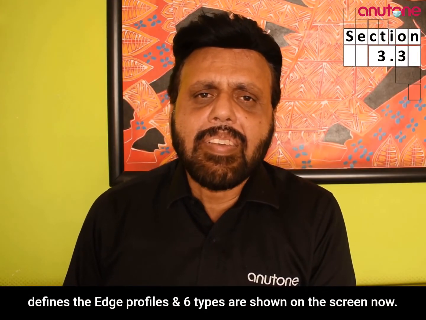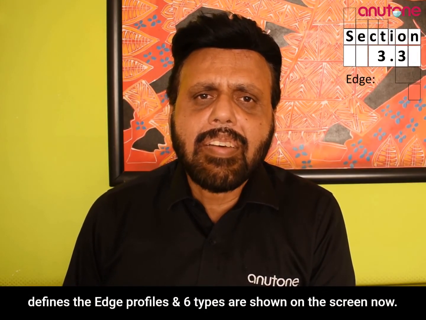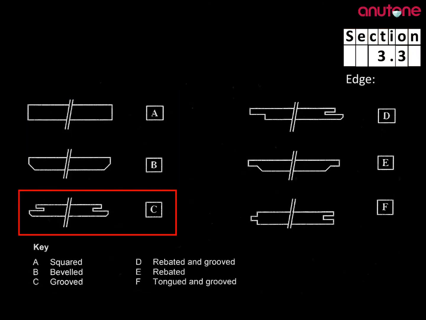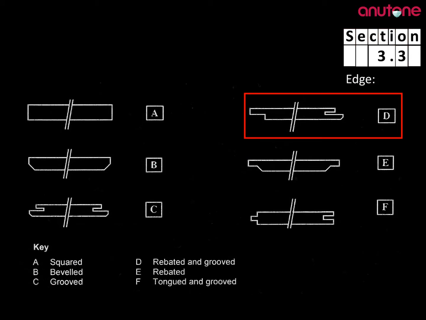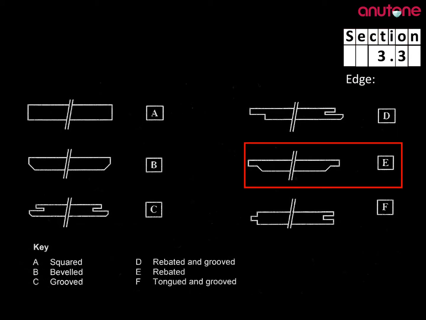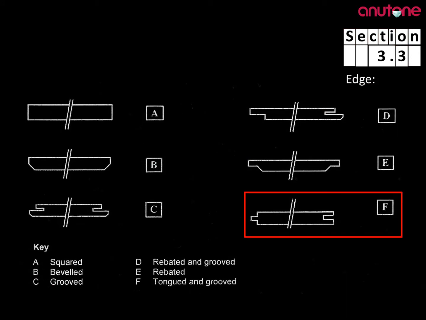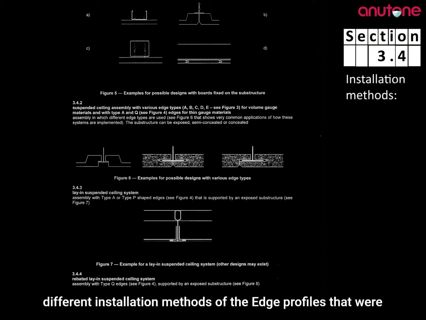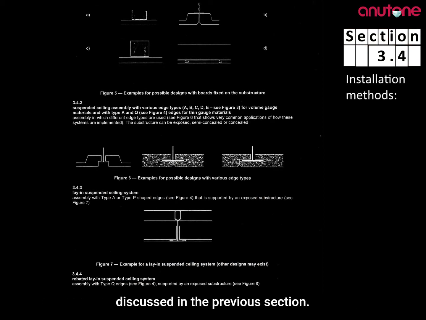3.3 further defines the edge profiles, and 6 types are shown on the screen now. Square, beveled, grooved for concealed, riveted and grooved for concealed, riveted or stepped, tongue and groove. 3.4 talks about the different installation methods of the edge profile that were discussed in the previous section.